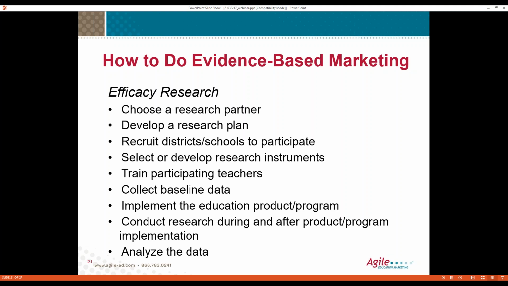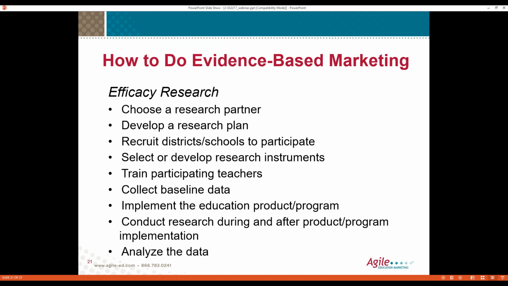Then you want to make final decisions about selecting or developing research instruments, and sometimes there may not be a published instrument available for the specific focus you have in mind. But if you can find a research instrument that's already out there, it should have established reliability and validity, which makes it better for a research enterprise.